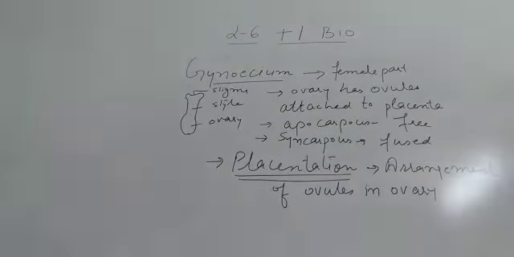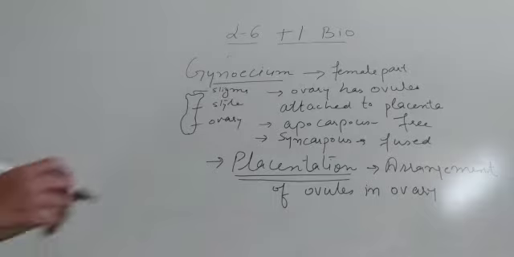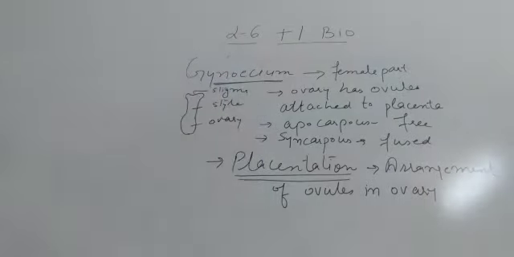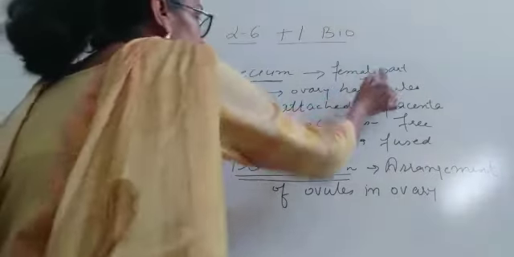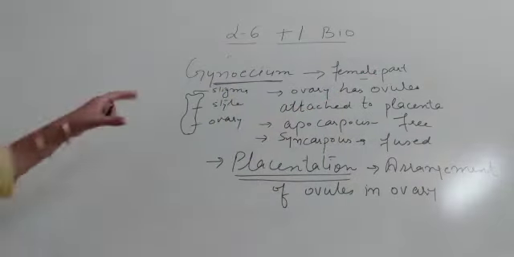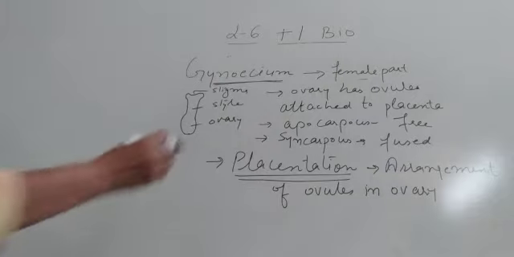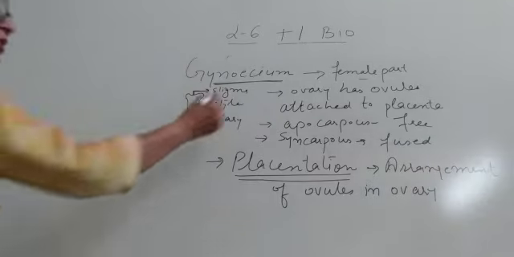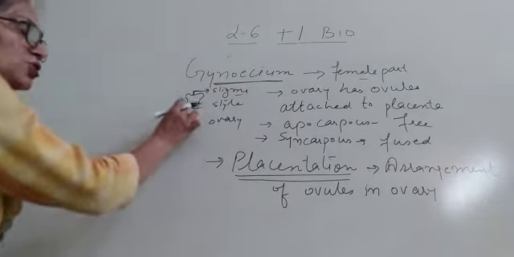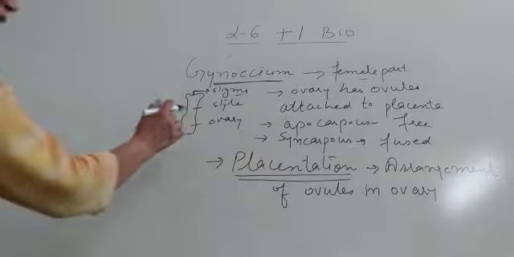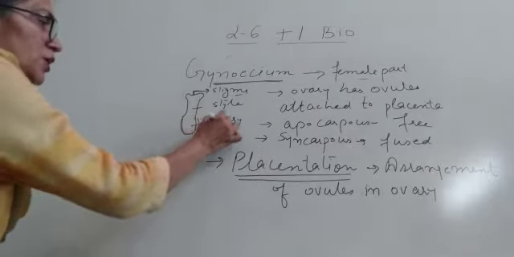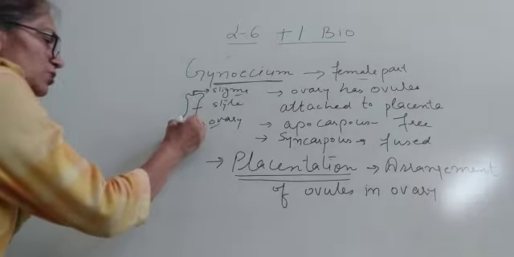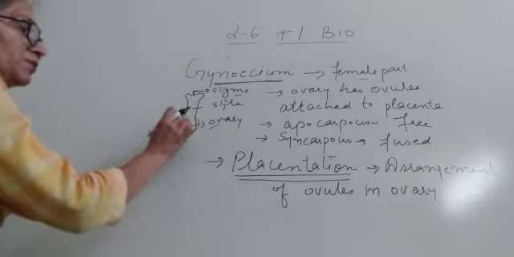Today we'll start with the next topic, that is the gynoecium. Gynoecium, as you know, is the female part in the flower. I have drawn the structure of the gynoecium. This upper part, where the pollen grains fall, is called stigma, and this long tube is called style, and the lower basal swollen part is called ovary. And in this ovary, we are having the ovules.